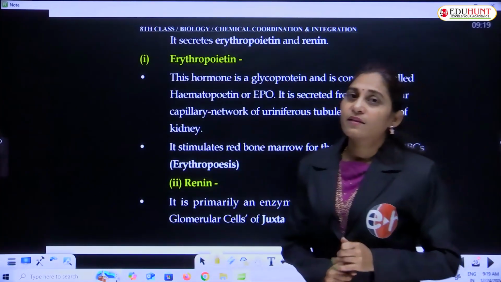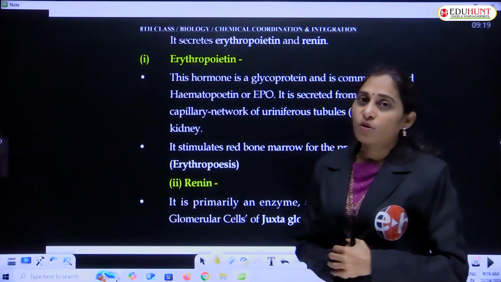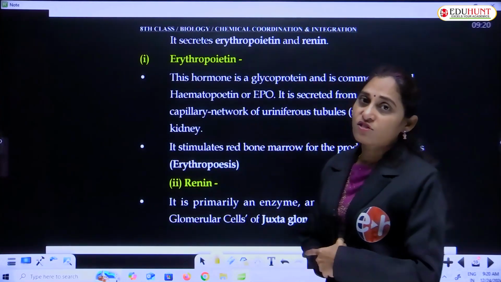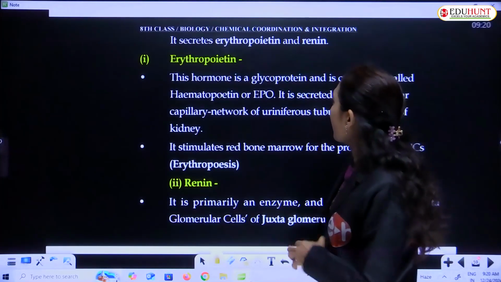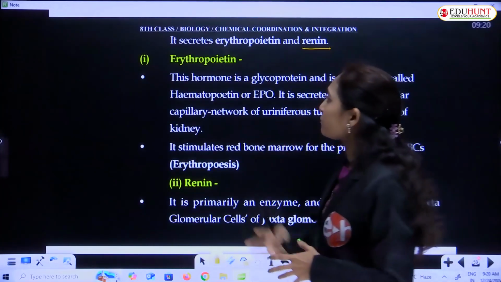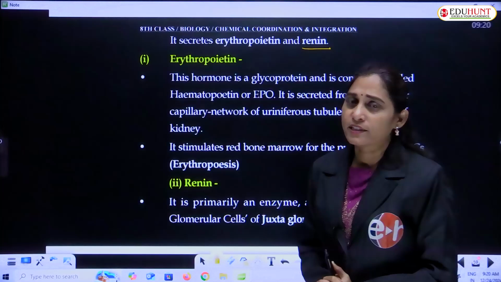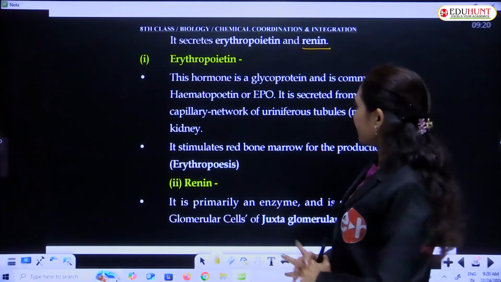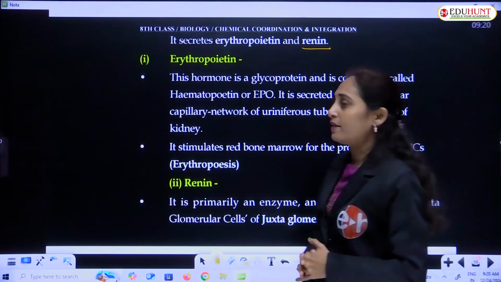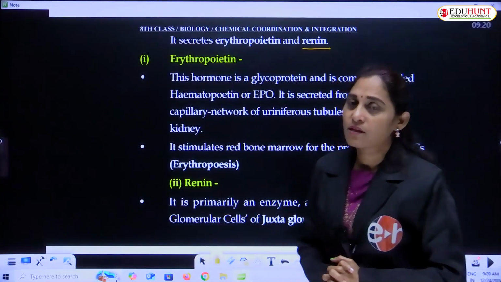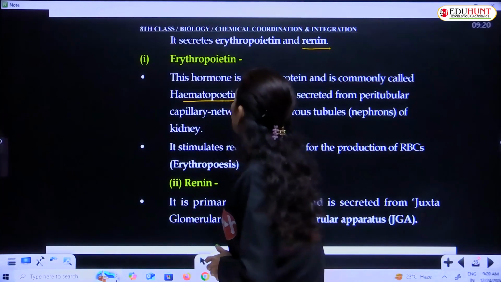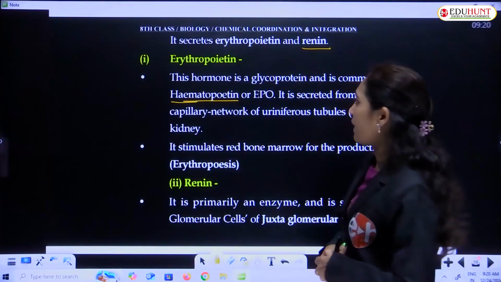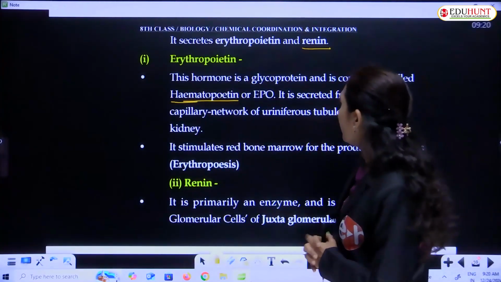It raises BP by constricting blood vessels, being a vasoconstrictor. And the kidney secretes erythropoietin, which is responsible for production of blood cells, RBCs, and even renin also. Let us see erythropoietin. Erythropoietin hormone is a glycoprotein, the chemical nature of the hormone, and it is commonly called hematopoietin. Hemo is blood, poietin is production. It is a blood producing hormone, EPO.